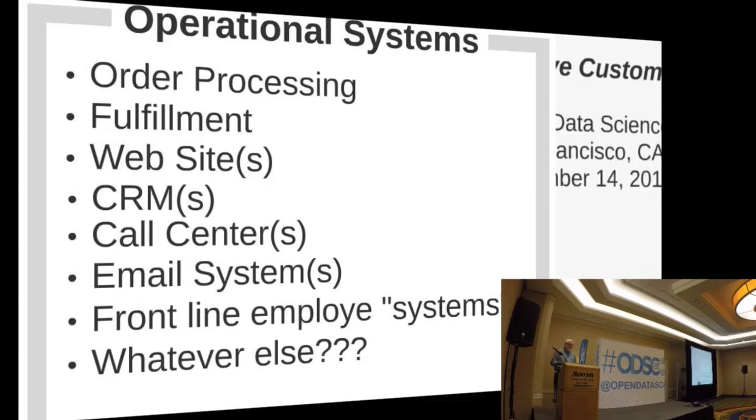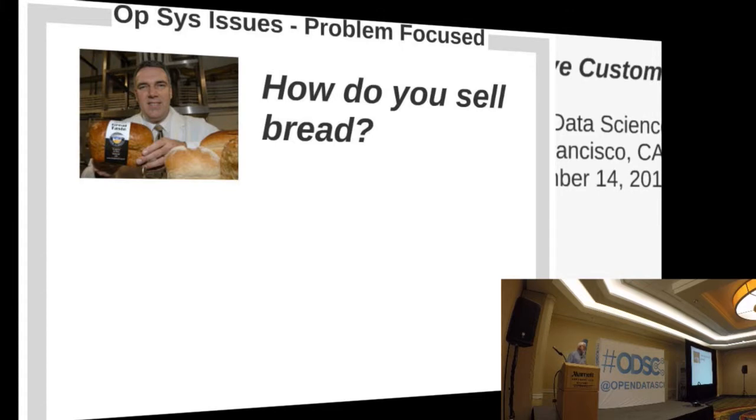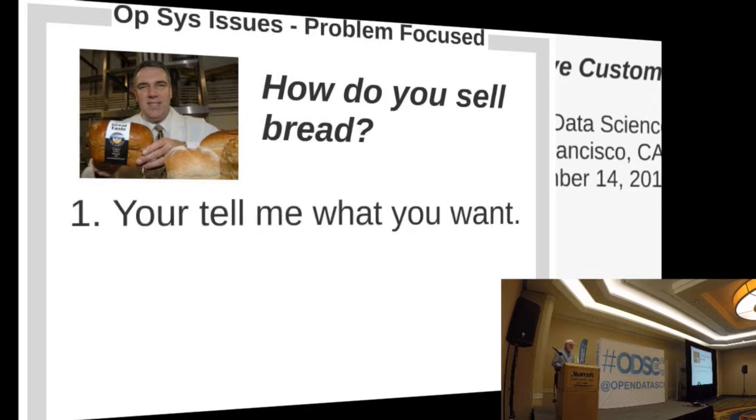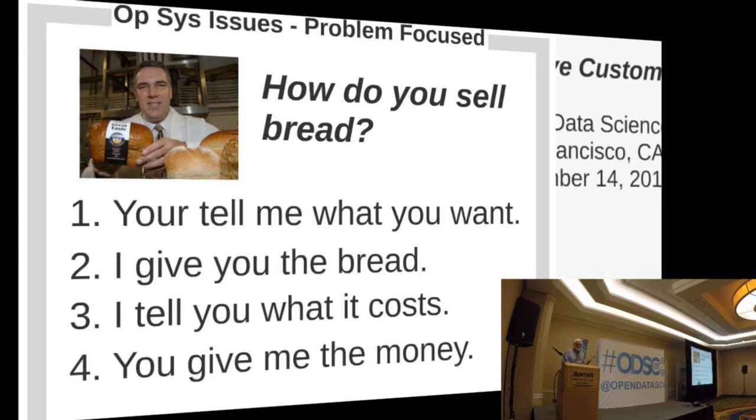Operational systems have a number of issues. One big issue for us trying to understand customers is they're problem focused. So they're focused on solving fulfillment or whatever. A little aside here, this is a true story. I was standing in line a couple years ago at a famous San Francisco bakery when the person in front of me asked, how do you sell bread? And the overqualified recent MBA clerk answered this. So you tell me what you want, I give you the bread, I tell you what it costs, and you give me the money. Very simple. You know, the 4 basic rules of commerce. Take an order, ship it, invoice, get paid, and be happy.